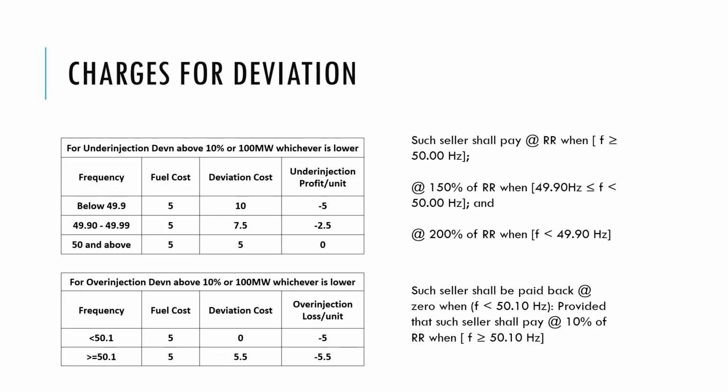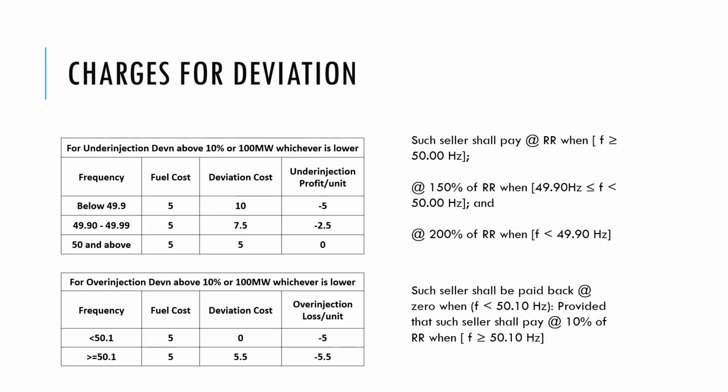That is, even if the frequency is 49.99, and he's under injecting by 10%, then he has to pay 50%. In the example which I have taken, the fuel cost is 5, so he has to pay 2 rupees 50 paisa as the under injection loss. So he has to bear 2 rupees 50 paisa as the under injection loss for the deviation which he is creating by under injecting. This is flat till 49.90.